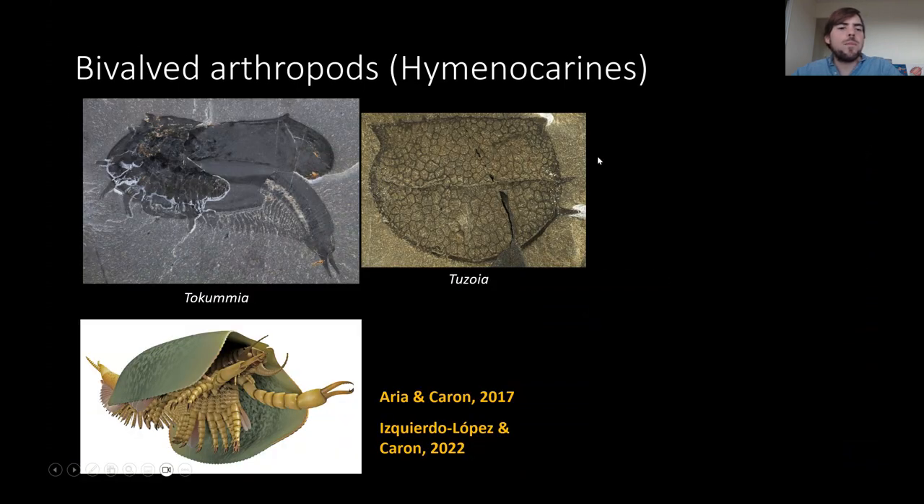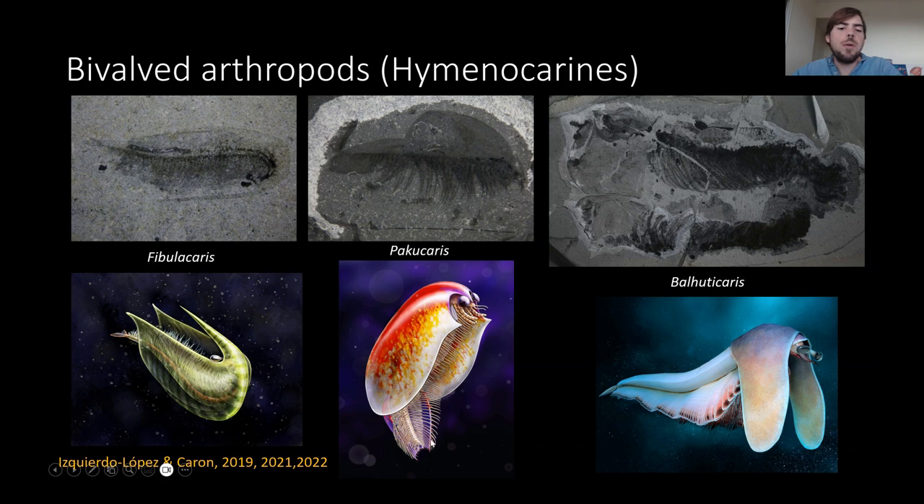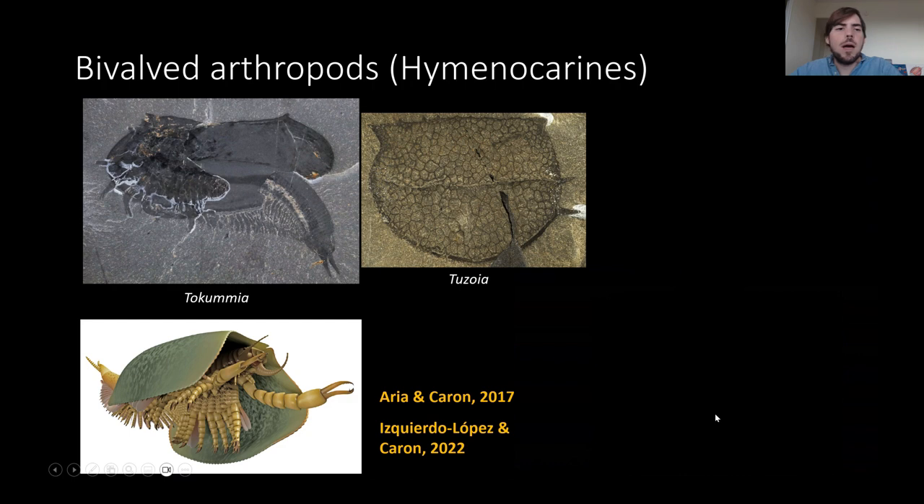So now we have another group of bivalved arthropods, which are slightly different. You see, all of them are very similar. They have this very multi-segmented body with very simple limbs. And now we have more complex animals. For example, Tokummia. Tokummia has these very strong appendages here. They look like claws. So it has some type of differentiation in its head.